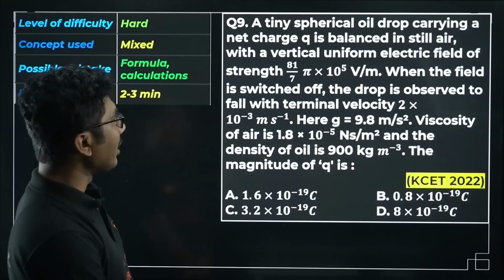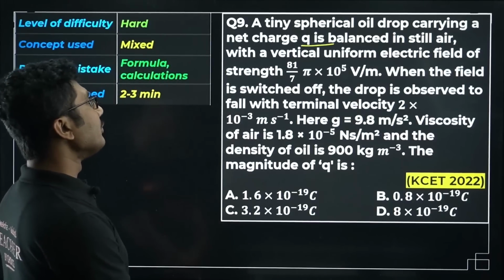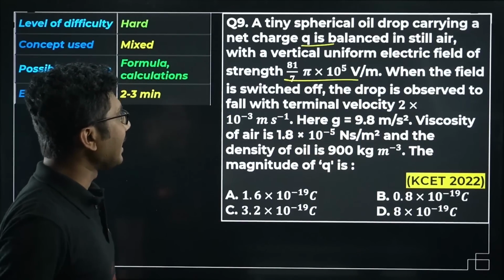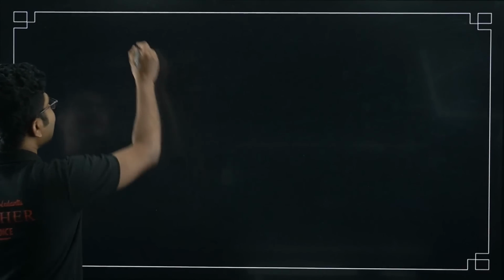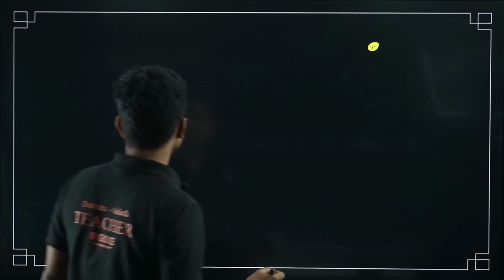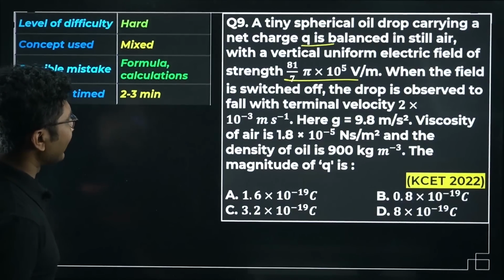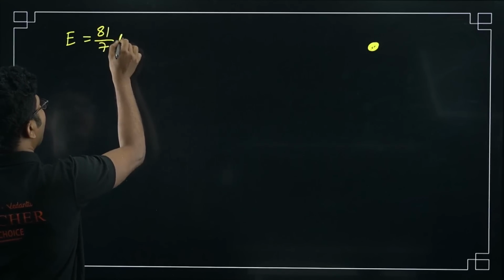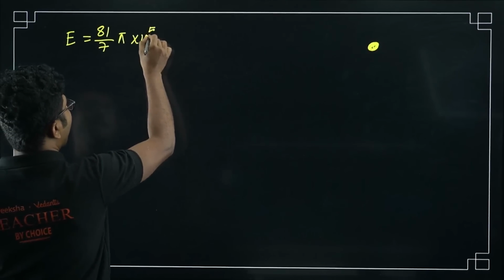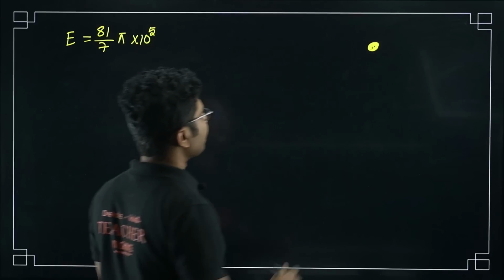Now let's move on to the next question. A tiny spherical oil drop carrying a net charge Q is balanced in still air with a vertical uniform electric field of strength 81/7 pi into 10 to the power of 5 volt per meter, or Newton per coulomb. So this is the electric field. The net charge on the drop is Q.